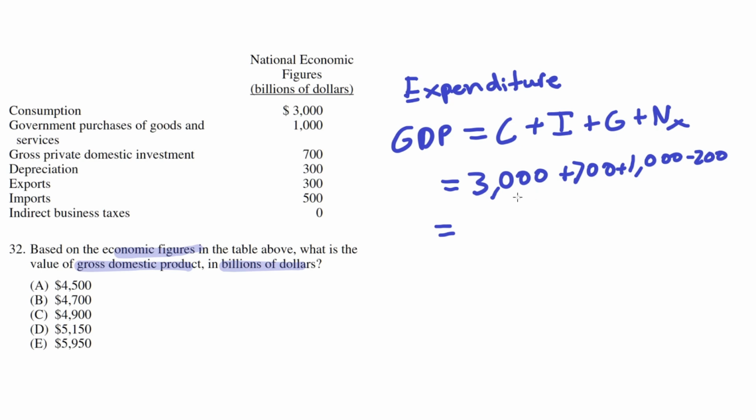And if we add this all together, we get 3,700, 4,700 minus 200, 4,500. So the value of gross domestic product in billions of dollars is 4,500. And the answer choice that matches this is answer choice A. So A is the correct answer.